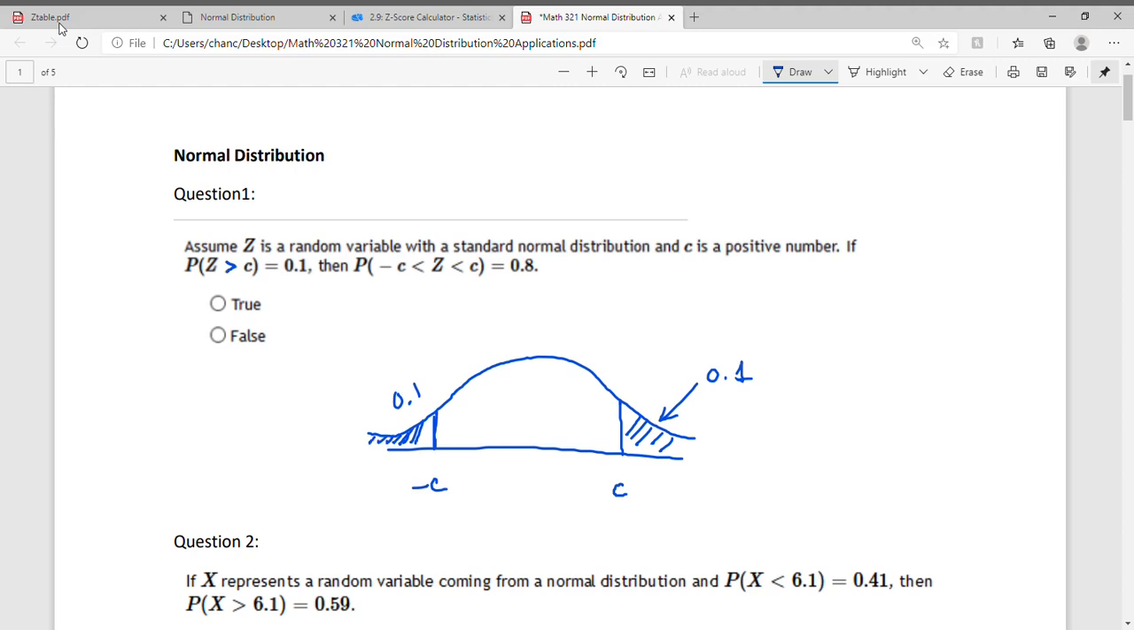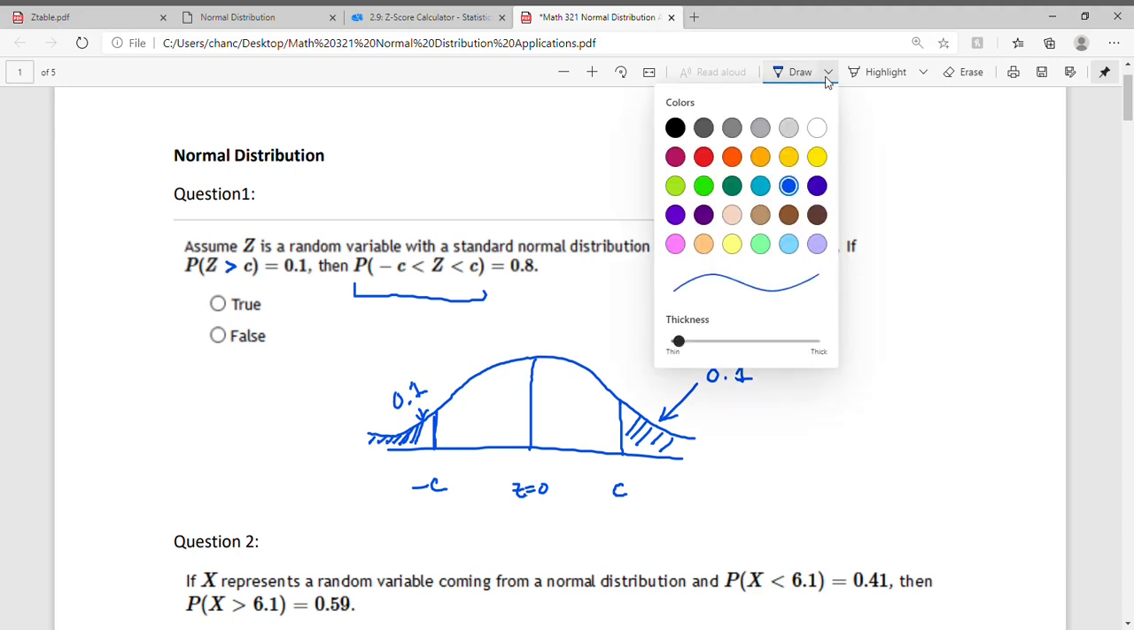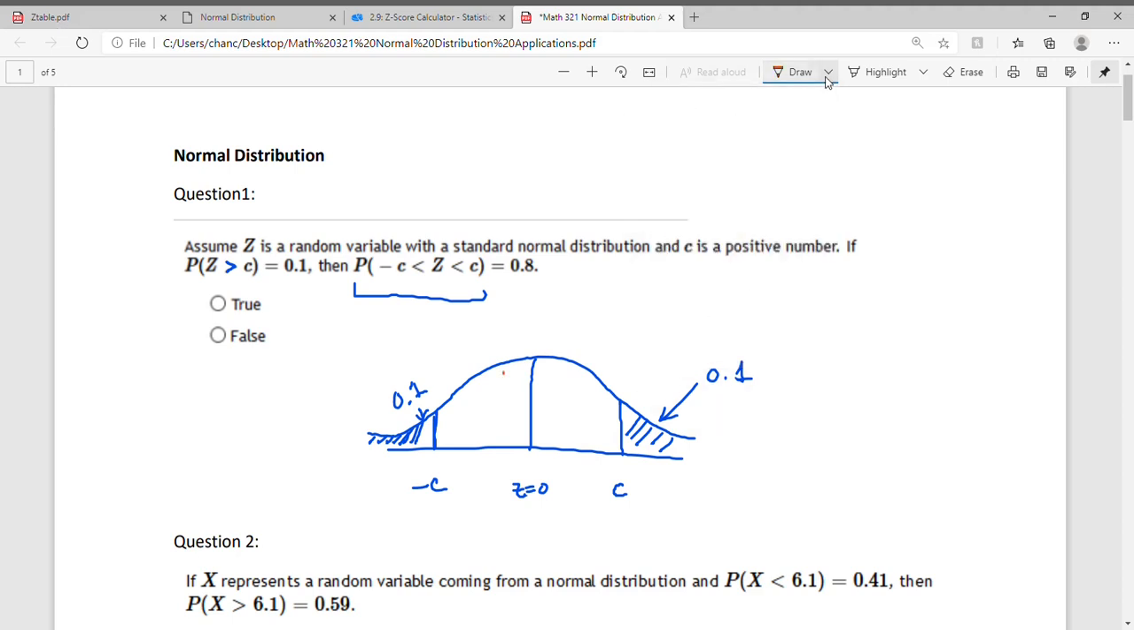And the reason I know it's 0.1 on both sides is because we have symmetry. This is symmetric. The z-score equal to 0 is in the middle, and we know that to the right of C is 0.1, so by symmetry to the left of negative C must also be 0.1. Now the area that we're looking for is the area between negative C and C, and so that's the area here in the middle.